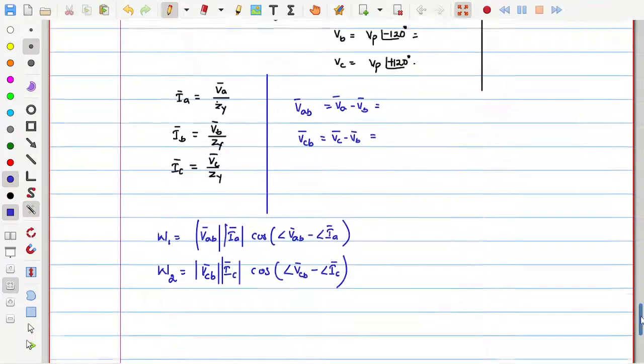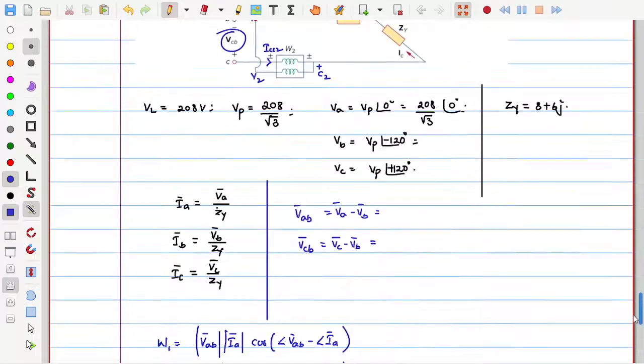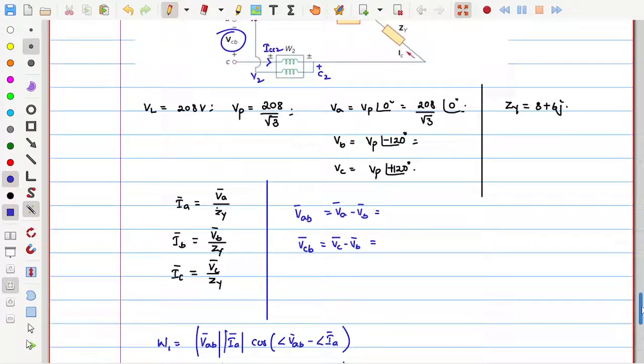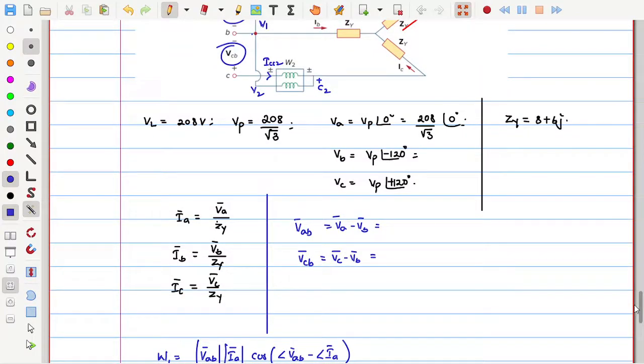Once you get W1 and W2, tell me what is the total three phase active power? PT, the three phase power, is equal to W1 plus W2. And what about QT? QT, the three phase reactive power, is equal to W1 minus W2, but additionally you need to multiply by root 3. So complete these tasks. I have given all the formulas; just the substitutions are left out. Try to work on these things so you will get a better understanding of three phase power measurement. Okay, thank you all.